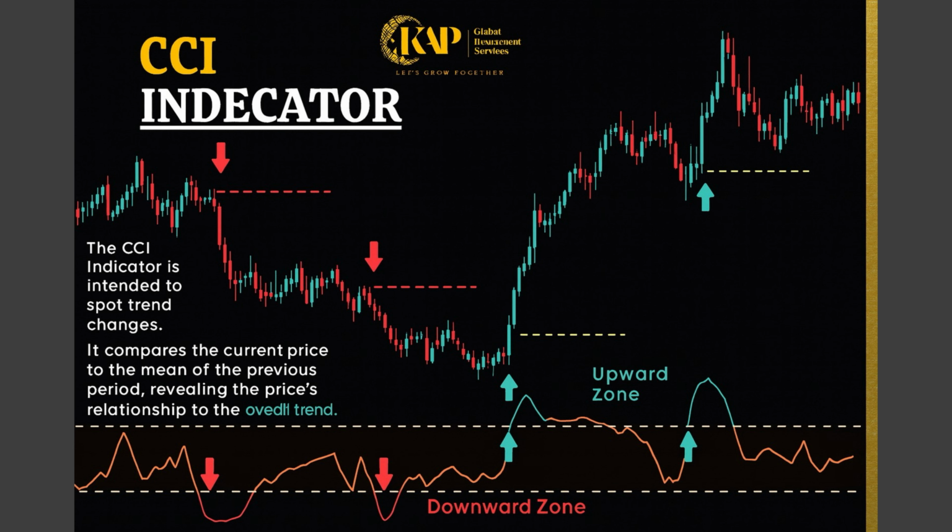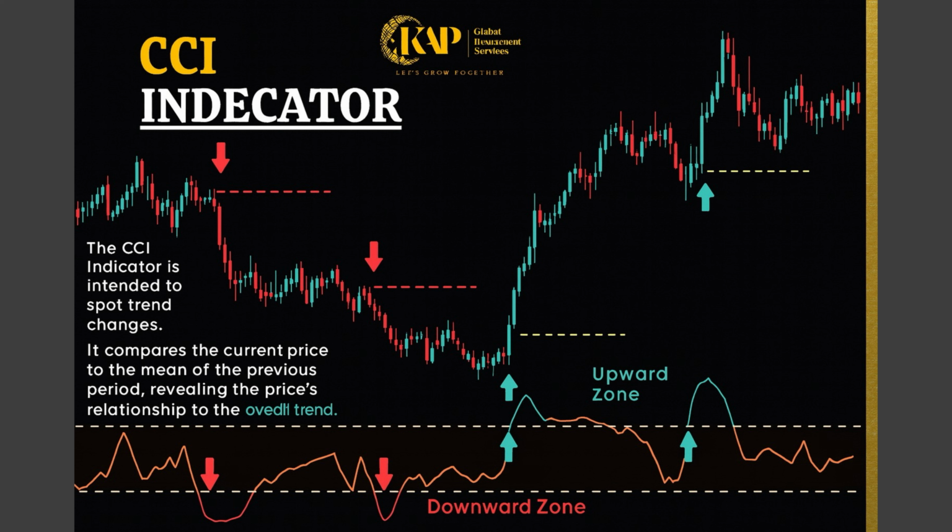This second chart introduces the Commodity Channel Index, CCI indicator, which is being used alongside the RSI and price action from the previous analysis to provide a more comprehensive trading picture. The text explains that the CCI's primary function is to spot trend changes. It does this by measuring how far the current price has deviated from its statistical average, helping to identify when an asset is potentially overbought or oversold relative to its established trend.